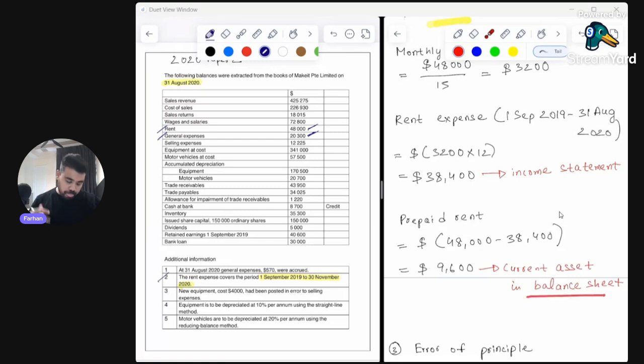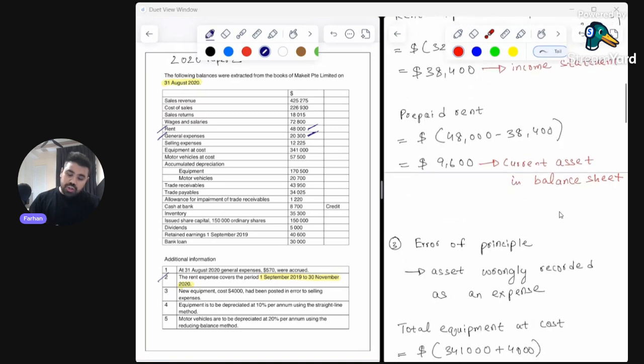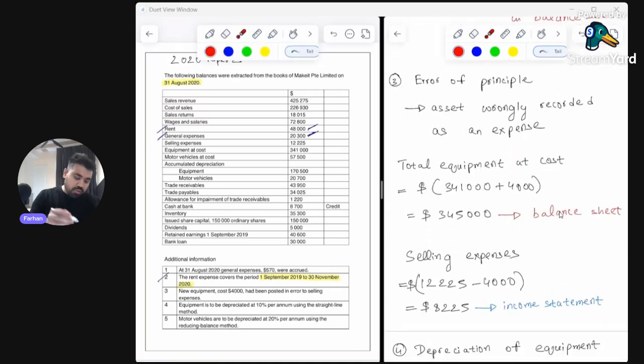All right, now let's look into the third additional information which we have got. So the third additional information states, new equipment costing $4,000 had been posted in error to selling expenses. All right. If you have watched our previous videos on correction of errors, what type of error is this? If you have guessed that correctly, it's an error of principle. The reason we call this an error of principle is because we ended up recording the transaction in the wrong category. What do we understand by the wrong category involved?